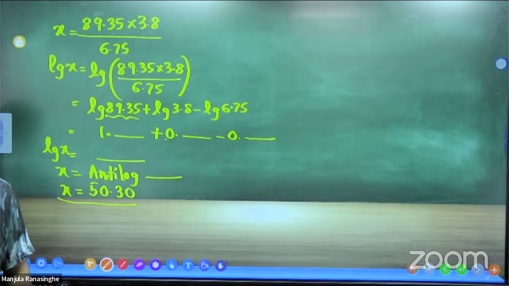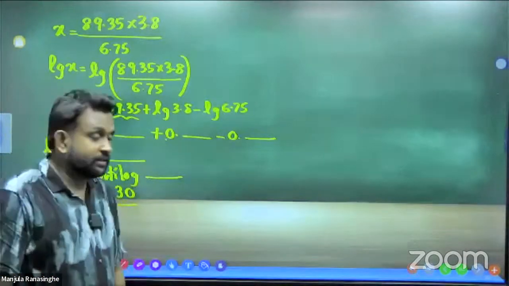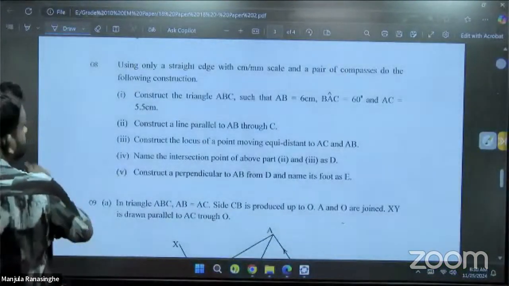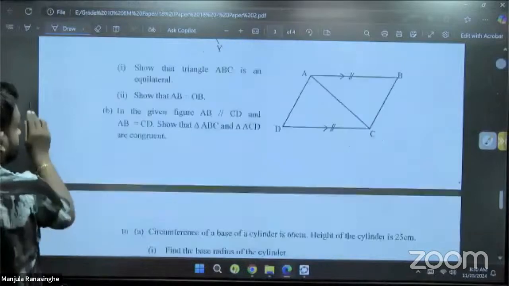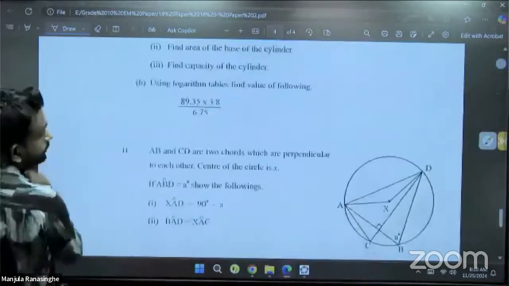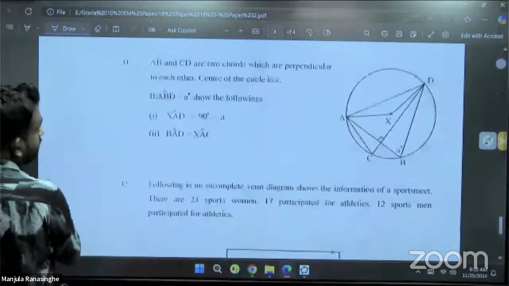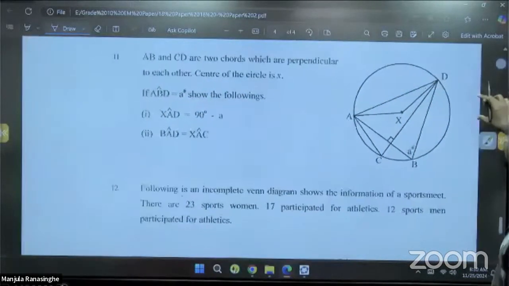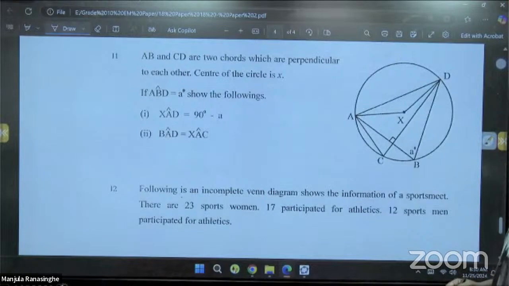Right, now we are moving to question number 11. That is a geometry question. I do that question in the question itself. See there. Is everyone clear on that question? Okay, I will show you how you can write the answers. Now AB and CD are two chords which are perpendicular to each other. The center of the circle is X. If angle ABD equals a, show that angle XAD is 90 minus a.